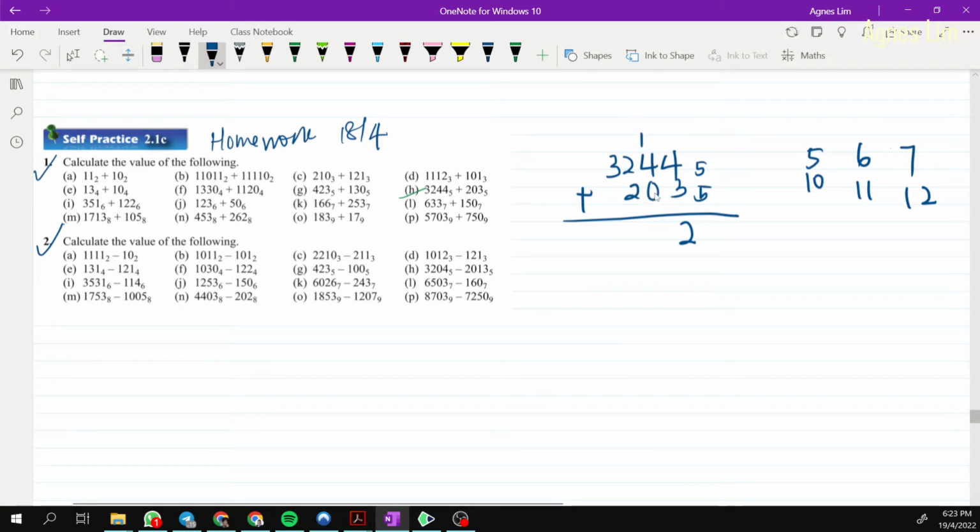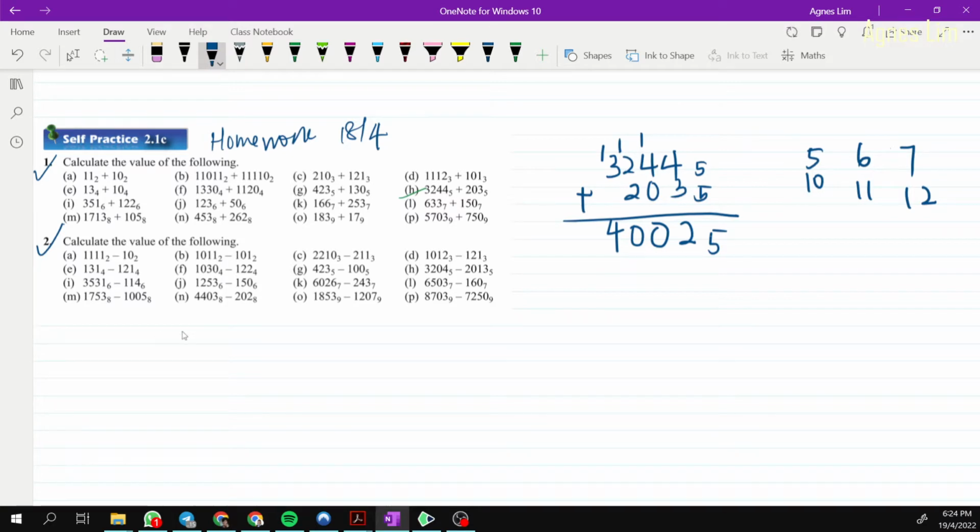Carry 1. So 1 plus 4 will be equal to 5. Now 5 is already more than base 5, so that will be 0, carry 1. Then 2 plus 2 you get 4, plus 1 you get 5. Again, 5 is 10. So 3 plus 1 you get 4. So the answer is 4002 base 5. Okay, let's see another one.